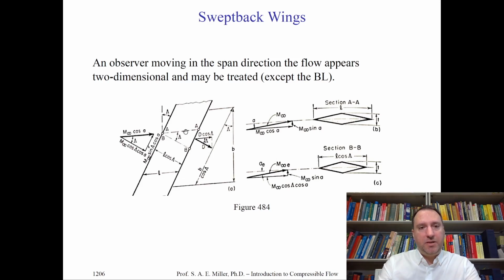We have the sweep angle, capital A, which can also be measured from the original flow direction to the shortest direction across the wing, B to B.